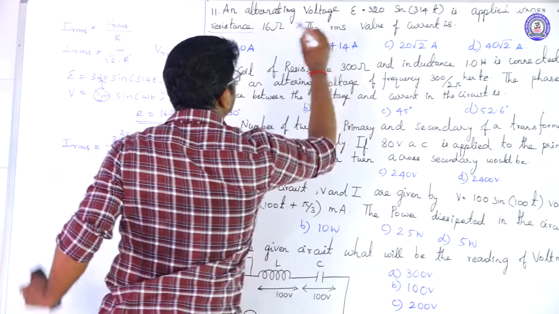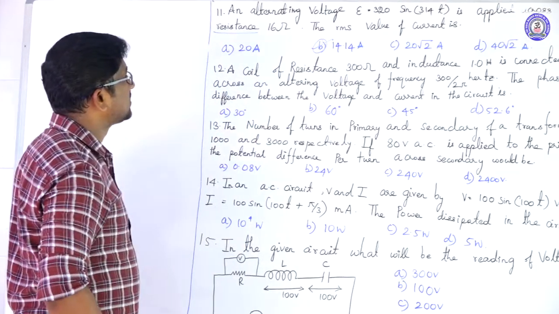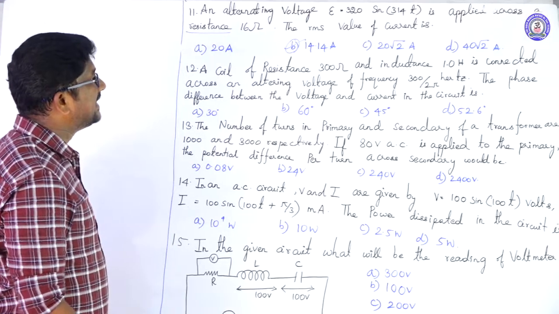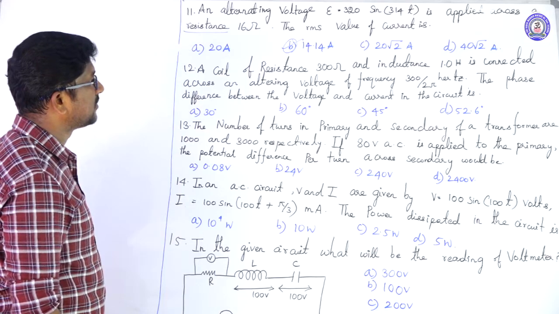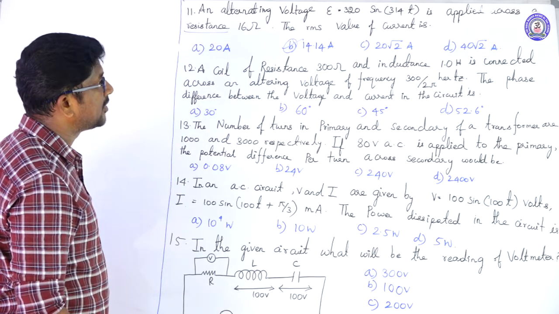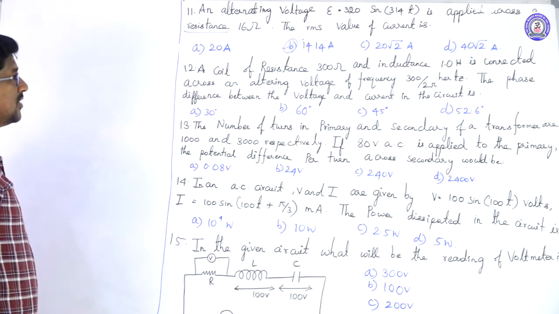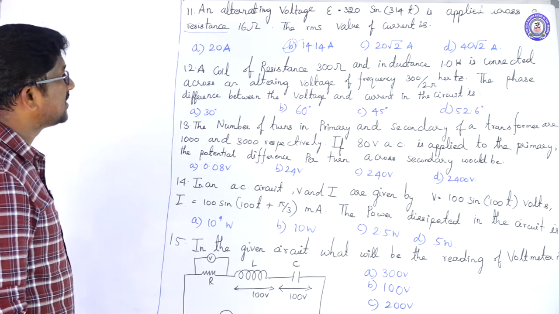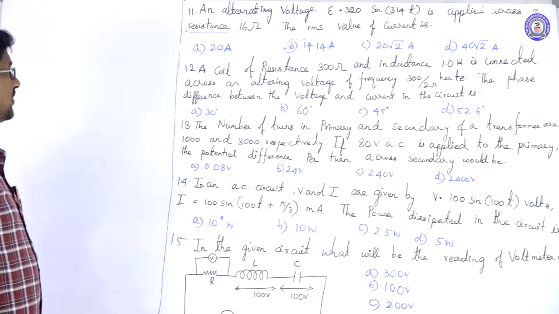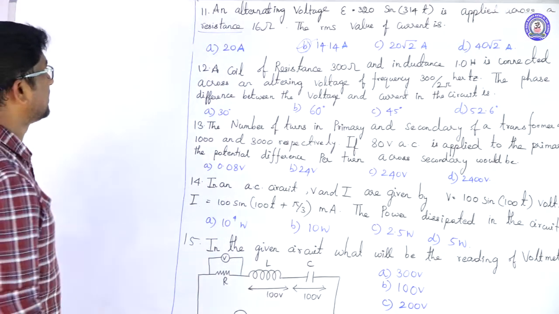Right, B option. Next question: A coil of resistance 300 ohm and inductance 1 Henry is connected across an alternating voltage of frequency 300 divided by 2 pi hertz. The phase difference between the voltage and the current in the circuit is?